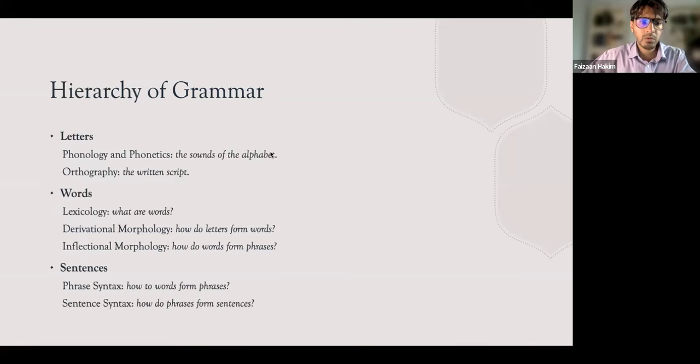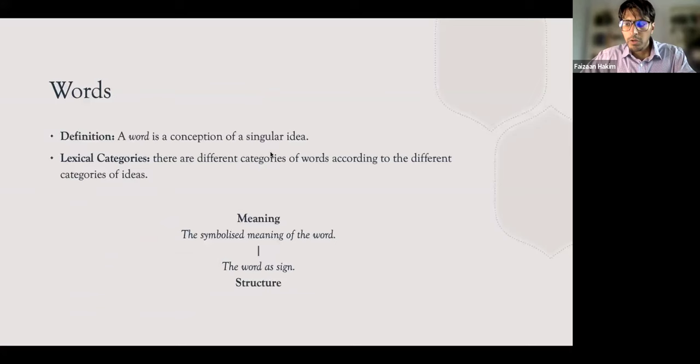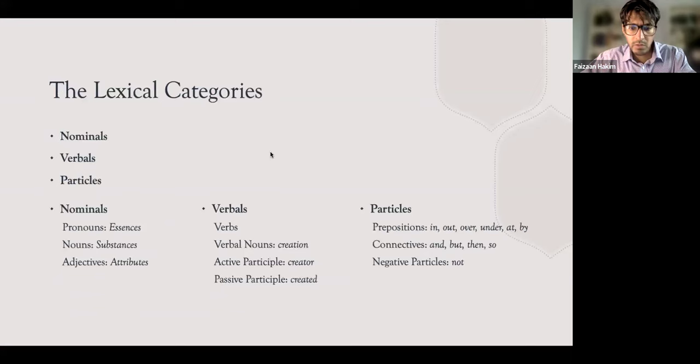Thus, we spoke about the internal hierarchy of the grammatical sciences, how we begin with letters, then into words, and then sentences. So last time we spoke about words in some depth. We spoke about what a word is. We spoke about the different types of words, that every word consists therefore of a meaning and a structure. That according to the meaning, these structures shall be different.